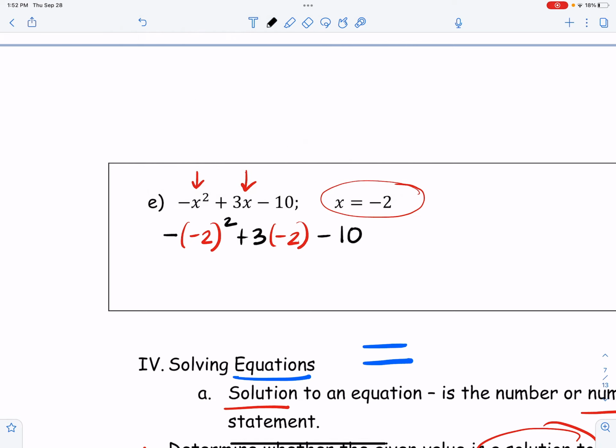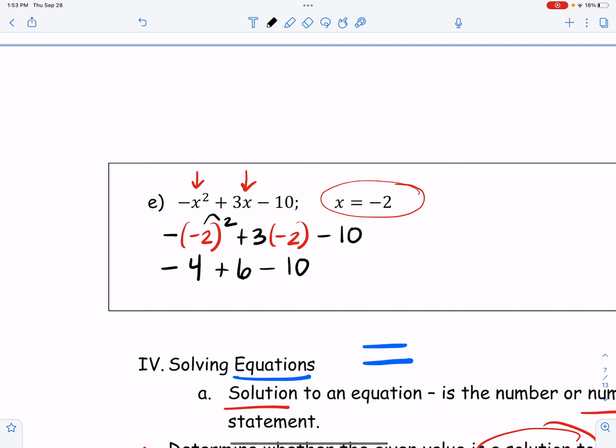and then -10. And remember, exponents come first. So you have to go ahead and raise this to the second power before you apply that negative out in front. So don't make the mistake of thinking those two negatives are going to make a positive. That negative is out in front, and -2 squared is a +4. Then I'll have 3 times -2, so -6 there, and -10.